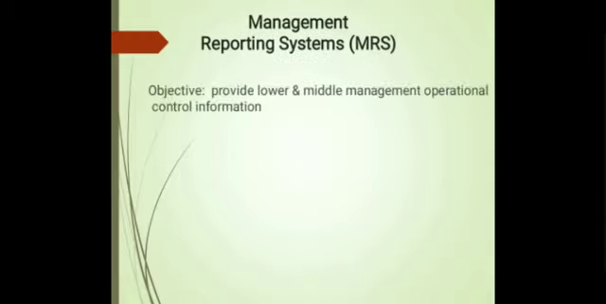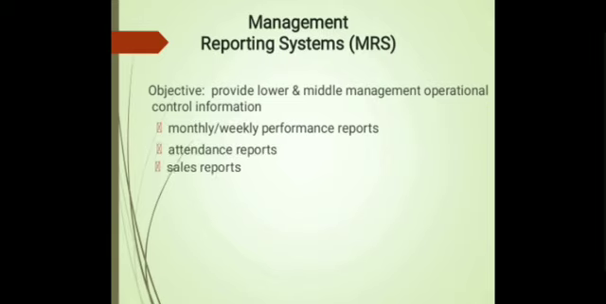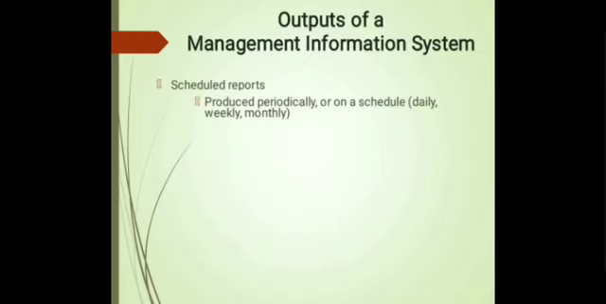Management reporting system. Compared to oral communication, written communication is very important because it is legal, accessible, and serves as evidence and fact too. The objective is providing lower and mid-level management operational control information, that is monthly or weekly performance reports, attendance reports, sales reports, inventory reports, and many other reports too.